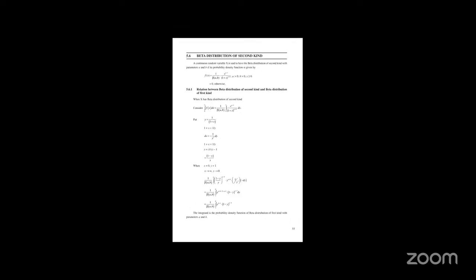If we are doing the integration for the second kind, then we can say it is the beta distribution of the first kind. We are getting the integration of the first kind if we integrate the probability density of the beta distribution.